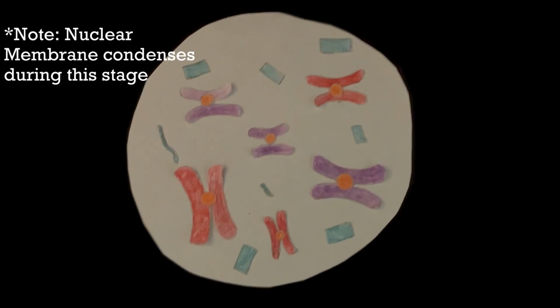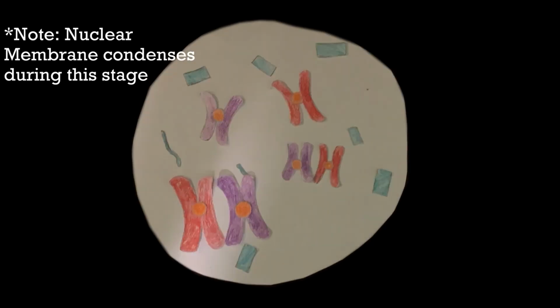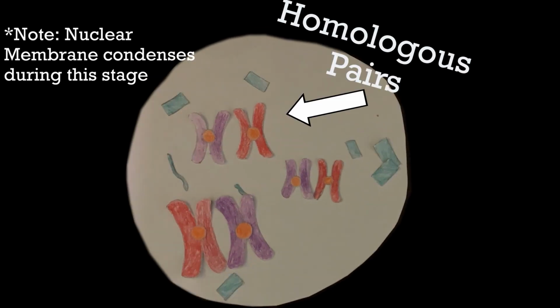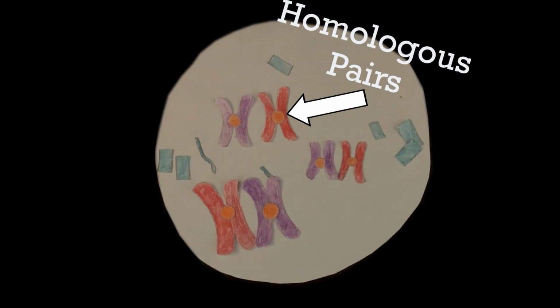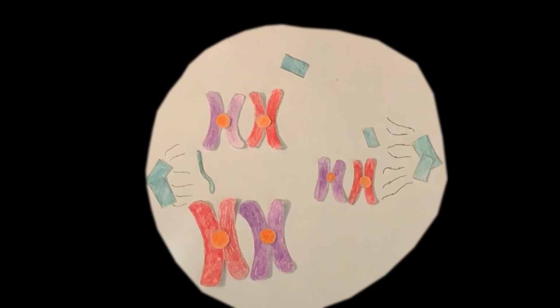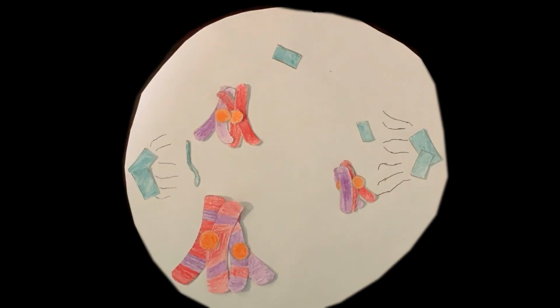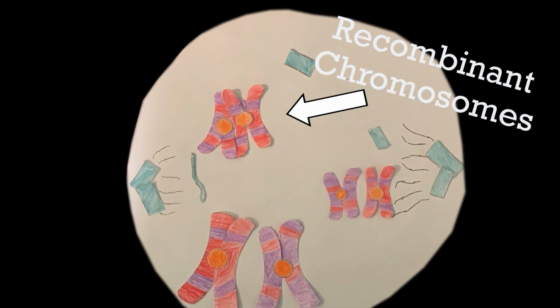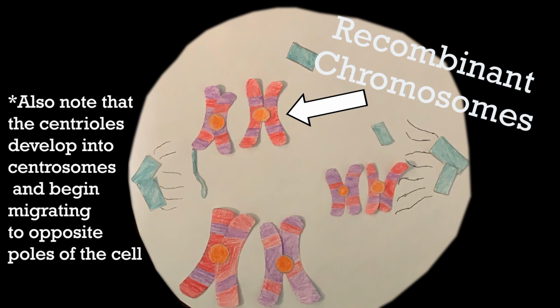Now officially starting meiosis, we have prophase 1. During this first prophase, the chromosomes thicken up and form pairs with other chromosomes of similar size and genes, forming homologous pairs. The chromosomes then exchange bits of DNA, which causes them to change and have variations. This process is known as crossing over and turns the chromosomes into recombinant chromosomes.